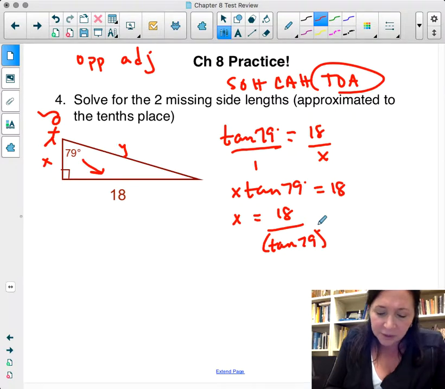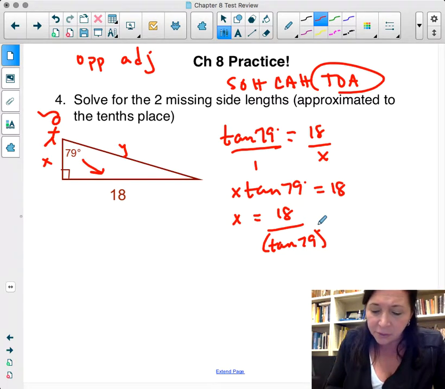So I actually need to check and see if I'm in degrees. And in checking, going to my settings on my calculator, I see I'm in degrees. All right, so that's going to work for me. Now I'm going to go to the calculator section. I'm going to go 18 divided by parenthesis, and I'm going to figure out what tangent of 79 degrees is.